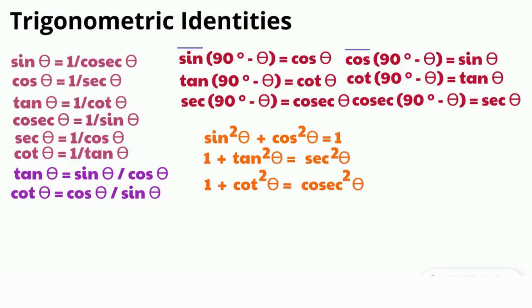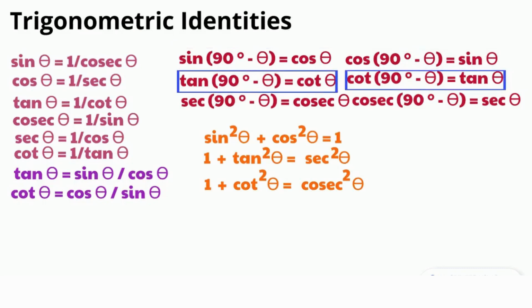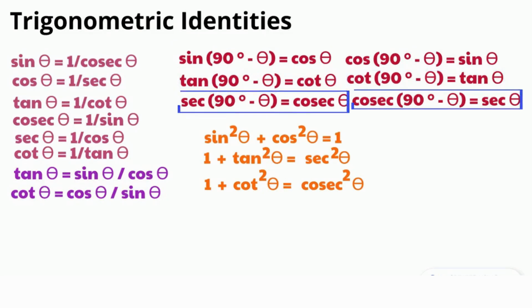Next, complementary angle identities. See here. Sin of 90 degree minus theta is equal to cos theta. Cos of 90 degree minus theta is equal to sin theta. Next, tan of 90 degree minus theta is equal to cot theta. Vice versa, cot of 90 degree minus theta is equal to tan theta. Next, secant of 90 degree minus theta is equal to cosecant theta. Vice versa, cosecant of 90 degree minus theta is equal to secant theta.